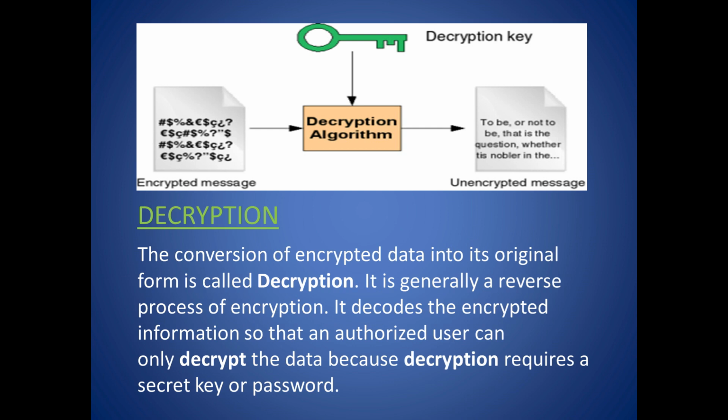Decryption. Decryption is basically the inverse of encryption. The conversion of encrypted data into its original form is called decryption. It is generally a reverse process of encryption. It decodes the encrypted information so that only an authorized user can decrypt the data, because decryption requires a secret key or password.